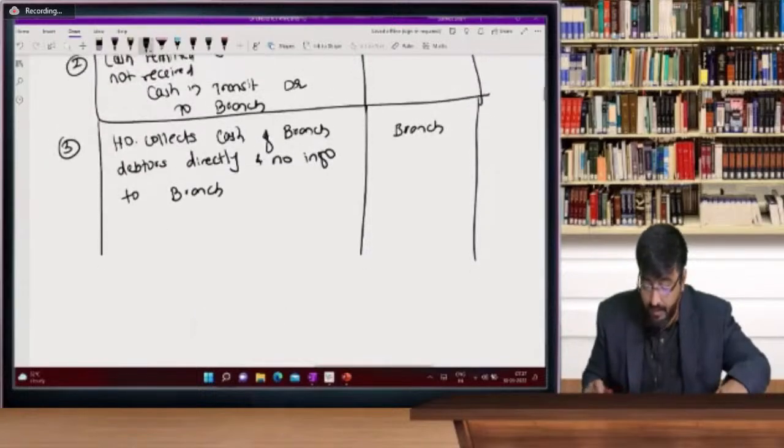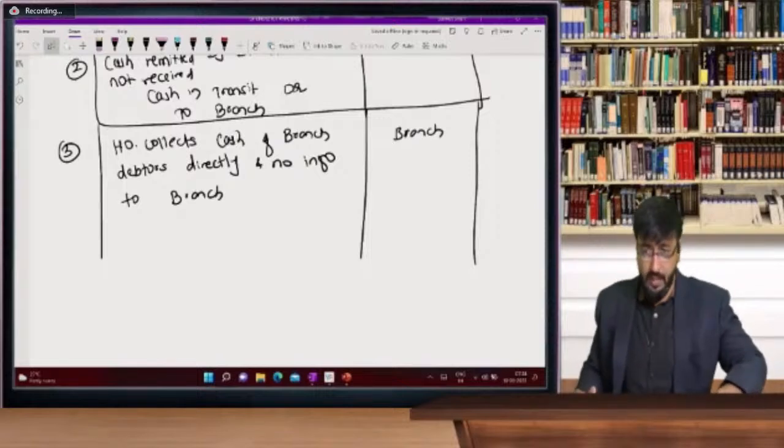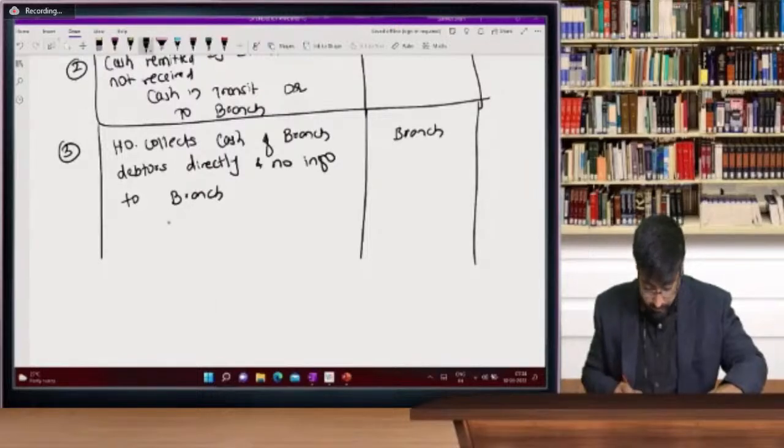What is the entry, beta? Think logically. What is the entry that the branch is going to pass? If HO collects cash on behalf of branch debtors, what is the entry? Very good.